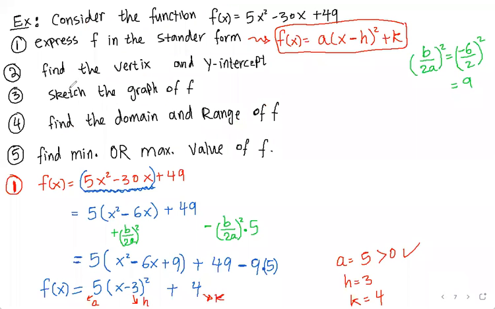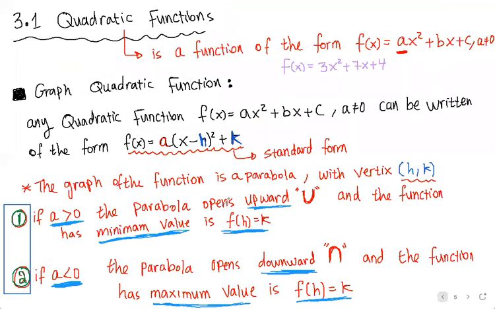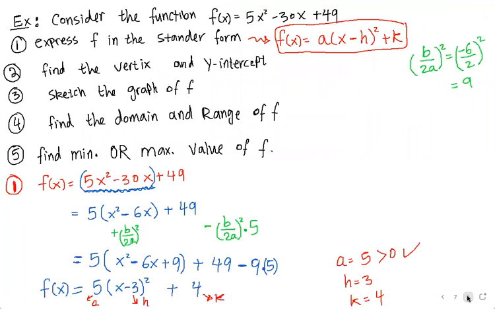Now the third one, sketch the graph of f. To sketch the graph, I have to know what A is. If A is positive, the parabola opens upward. If A is negative, the parabola opens downward. So here, A is 5, which means it is positive, so the parabola will open upward, something like that.